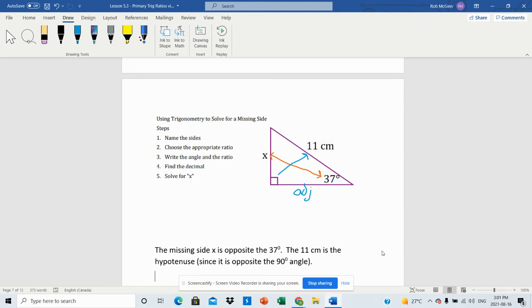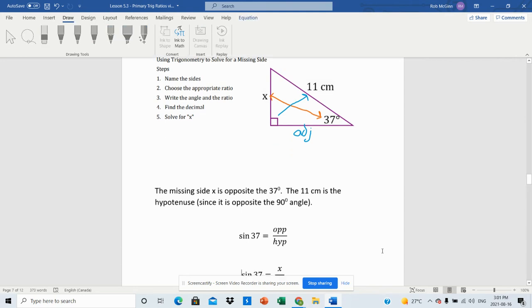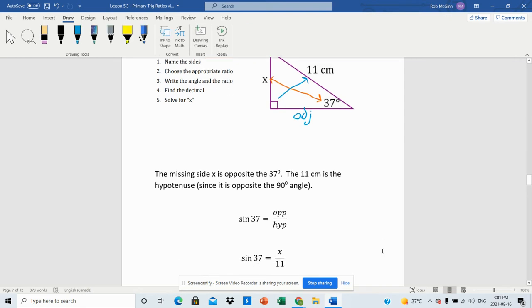Since I'm looking for my opposite side and I know my hypotenuse, I should use sine because sine equals opposite divided by my hypotenuse. So I'm going to do sine of 37 degrees equals my opposite over my hypotenuse. And I can fill in those values. I don't know my opposite. That's what I'm looking for. I do know my hypotenuse is 11. So sine 37 equals x over 11.